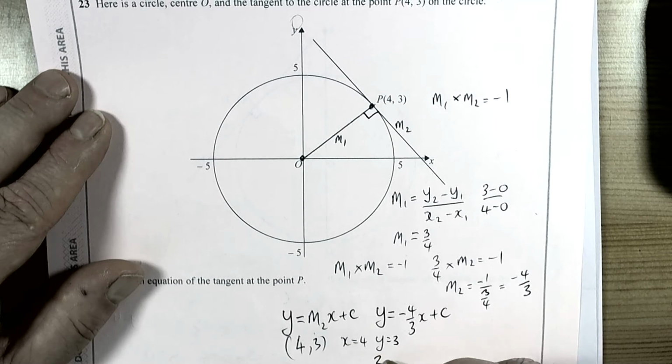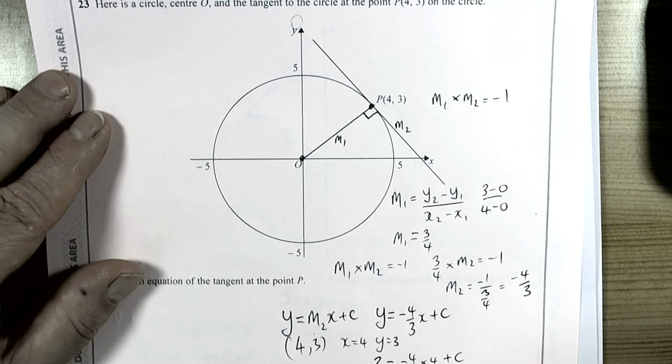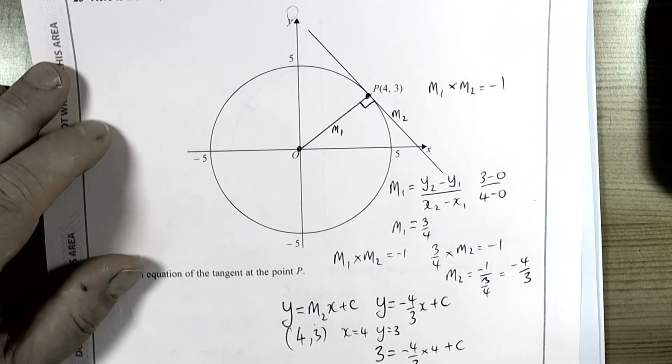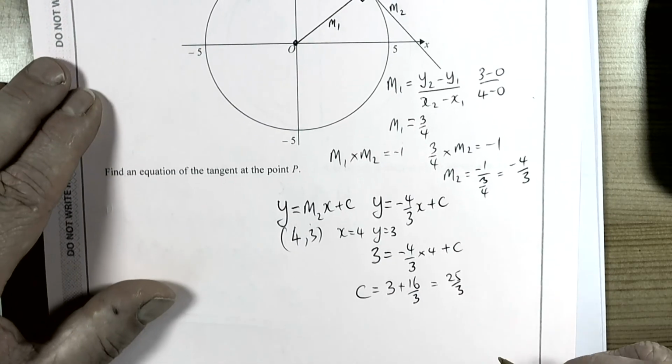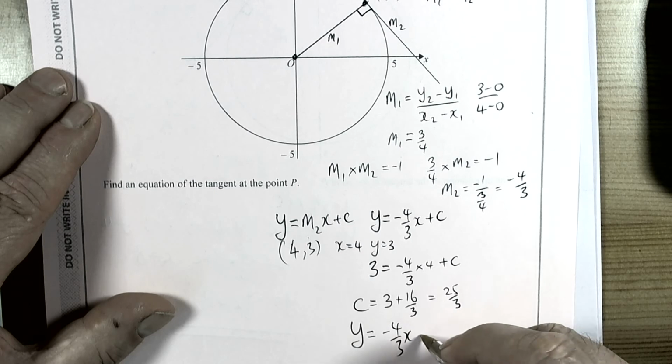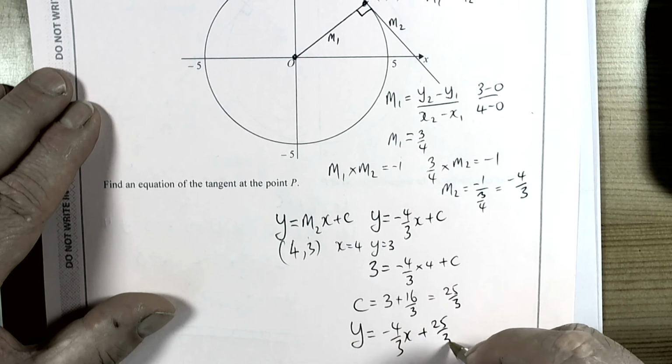So our equation will become 3 equals -4/3 times 4 plus c. Rearrange this, then c must be 3 plus 16/3, which is equal to 25/3. Okay, 3 whole ones is 9/3 plus 16/3 makes 25/3. So that gives us our final answer for this question then of y equals -4/3 x plus 25/3.